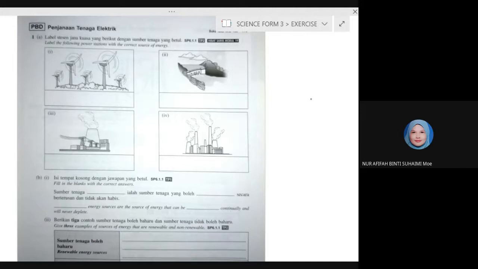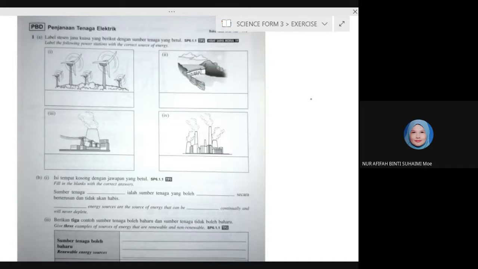So number 1A1. Okay. This one is easy, right? Ni rasa you boleh buat sendiri ni. Number 1, we have wind. So you need to write the source of energy. Come from where? Is it come from wind? Is it come from water?